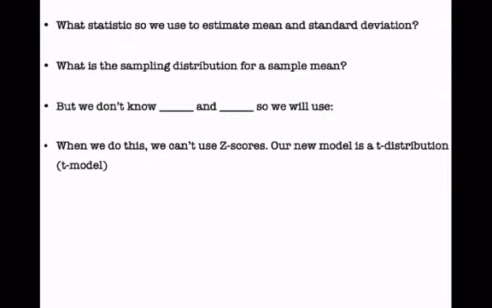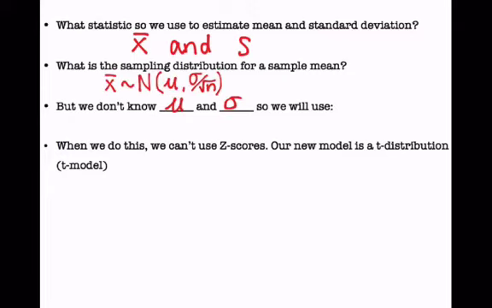What statistics do we use to estimate the mean and standard deviation? Well, we use the sample mean, which is x bar, and the sample standard deviation, which is s. And then the sampling distribution looks like a normal model with a mean of mu and a standard deviation of sigma divided by the square root of n. But we don't know mu and sigma, so instead we use x bar as the mean and the sample standard deviation divided by the square root of n for the standard deviation. When we do this, we can't use z-scores, so our new model is a t-distribution. It follows a t-model.